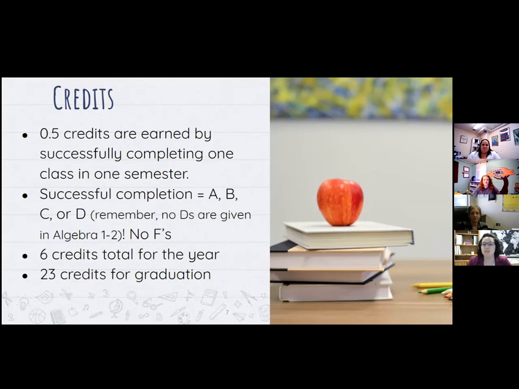You need to successfully complete a course with an A, B, C, or D. However, no Ds are given for Algebra 1, 2. You may not have an F on your transcript for credit. It'll show 0 or be a blank. You need 6 credits total for each year and a total of 23 credits for graduation. Your senior year, you don't need to take 6 classes if you're on track.